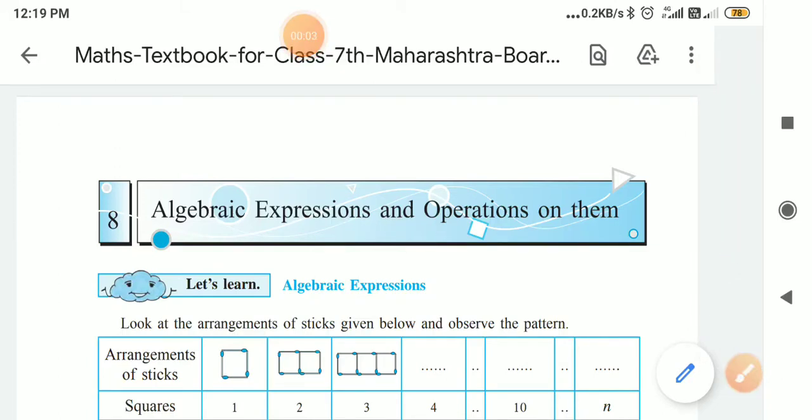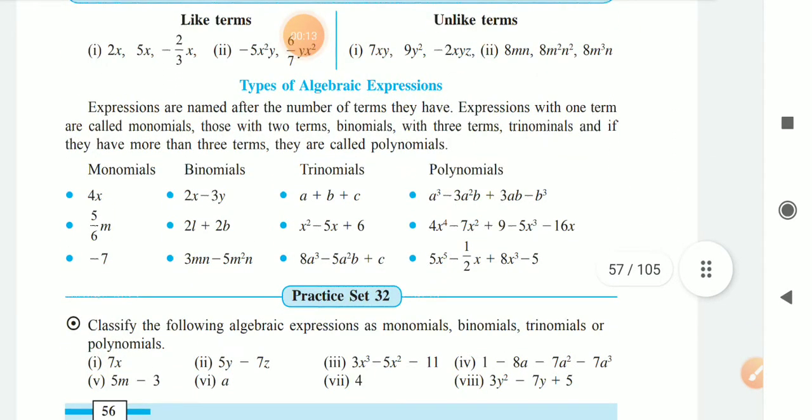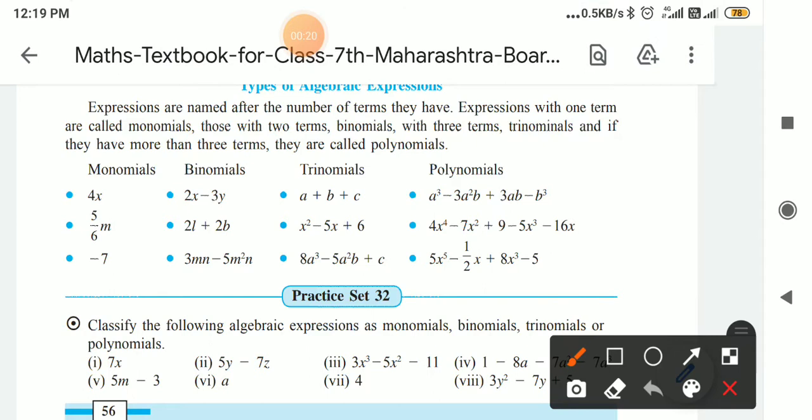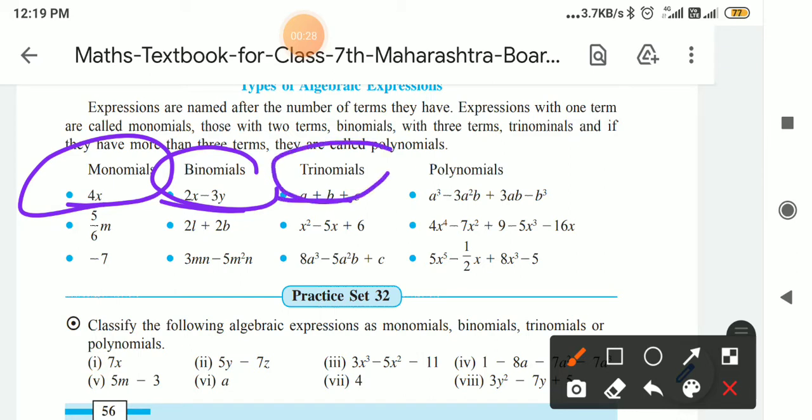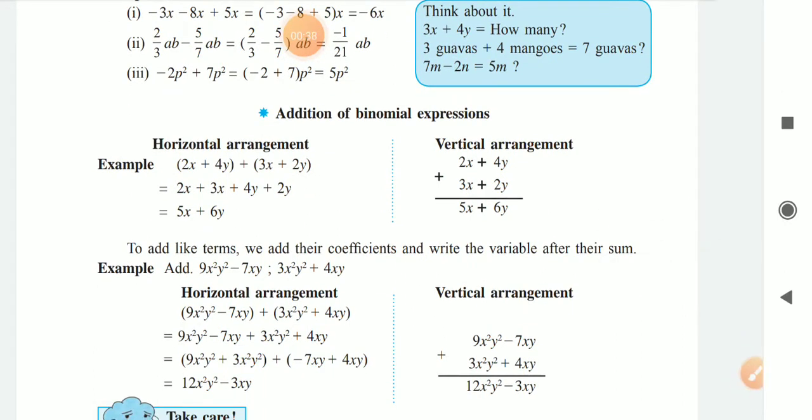Today we will see the next part of the lesson, the algebraic expression and operation on them. Under this lesson we had seen how to identify the different types of polynomials or algebraic expressions. If one term is there, it is called a monomial. If two terms, binomial. Three terms, trinomial, and more than three terms is called a polynomial. After that, in the last lecture we had seen the addition and subtraction of algebraic expressions.